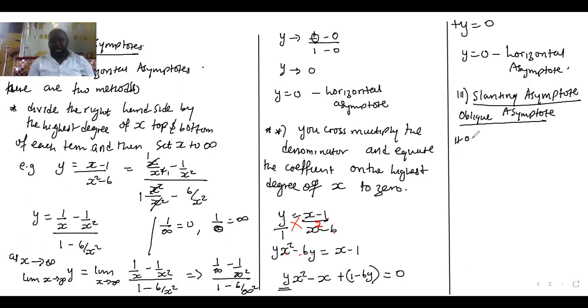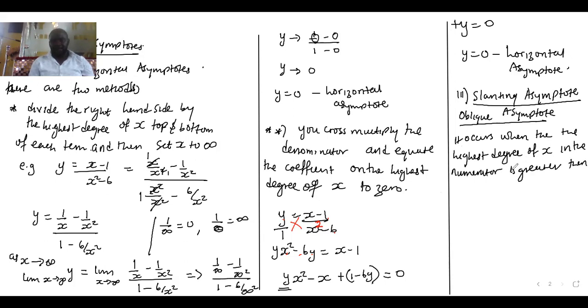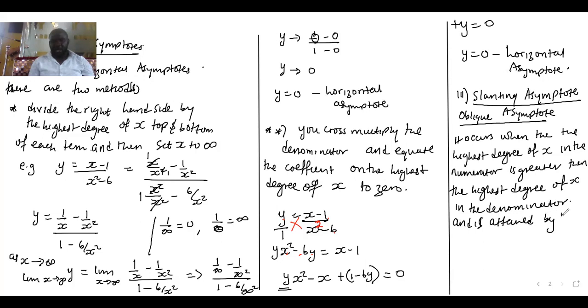How is it brought about? It occurs when the highest degree of x in the numerator is greater than the highest degree of x in the denominator, and is attained by long division and equating the quotient to y.